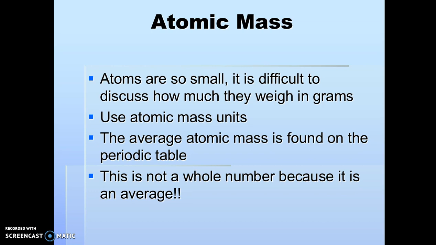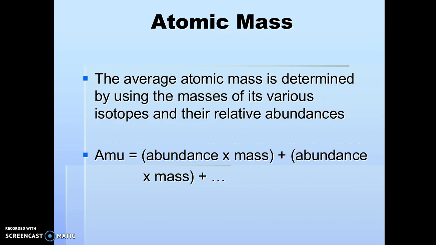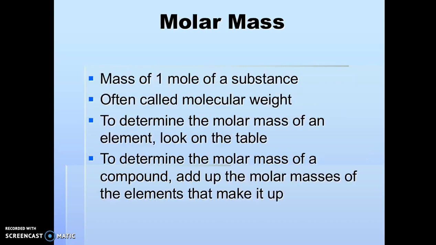The average of those is on the periodic table. And we know it is not a whole number. It's an average of those weighted isotopes. Okay, and this is just a quick review of that. The average atomic mass is determined by multiplying the abundance, so taking it out of the percentage, and multiplying it by the mass, plus the abundance of the next isotope times its mass, etc.